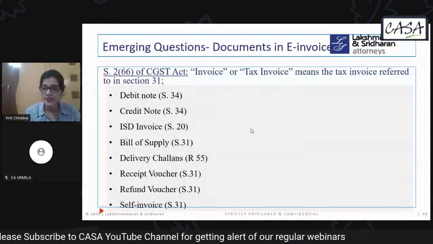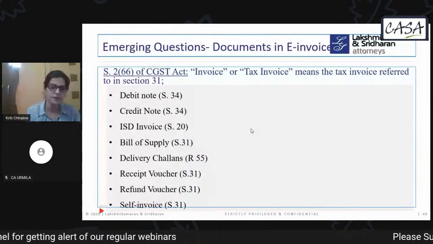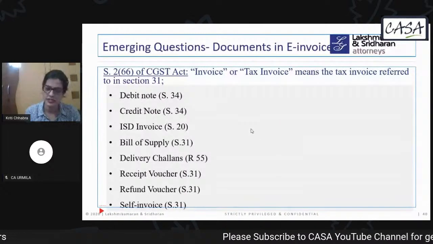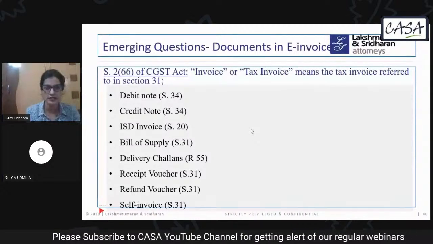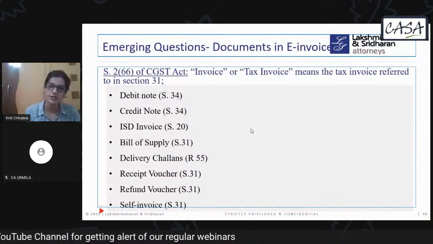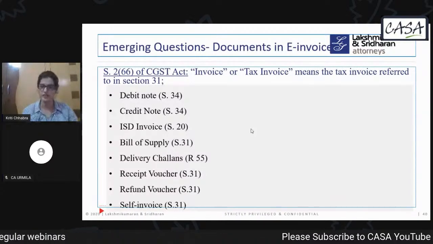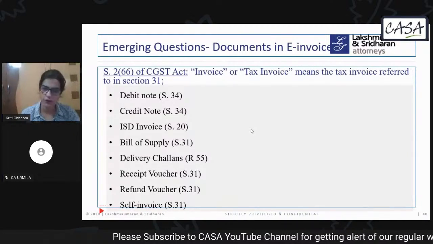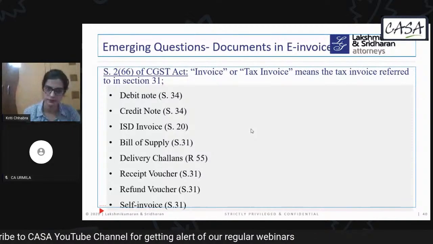Now coming to bill of supply, clearly the government has not intended to include this bill of supply under the ambit of the e-invoicing schema. For delivery challan, receipt voucher and refund voucher also, there has been no indication that the government wants to include these documents in its ambit. Also, these are not invoice or tax invoice as per the definition of section 31. Therefore, we can say that for these four documents, there is no requirement to register them on the IRP portal.